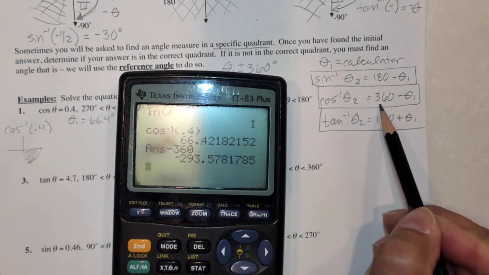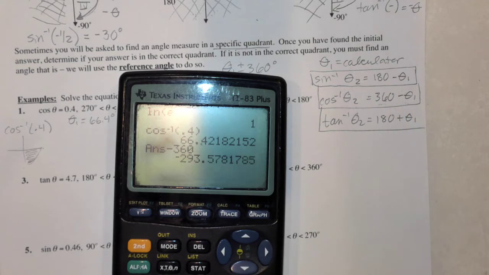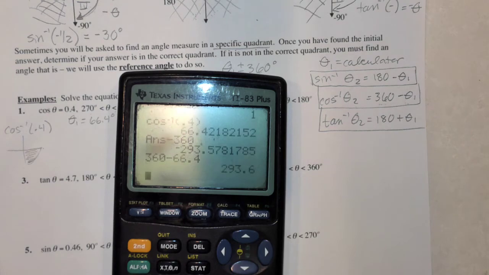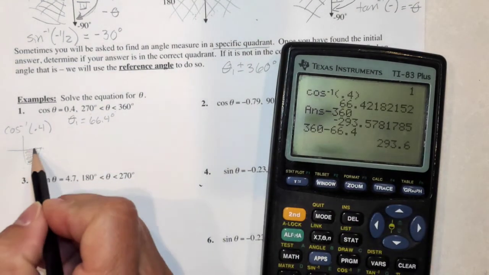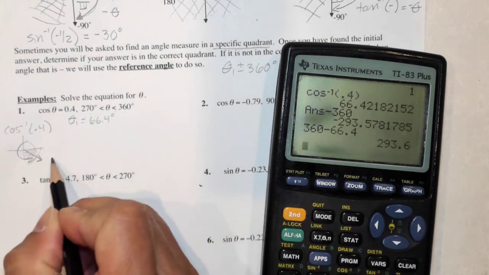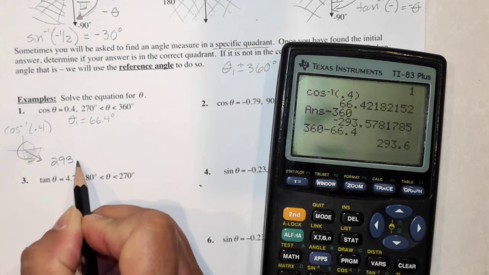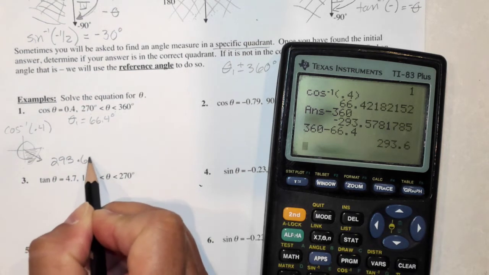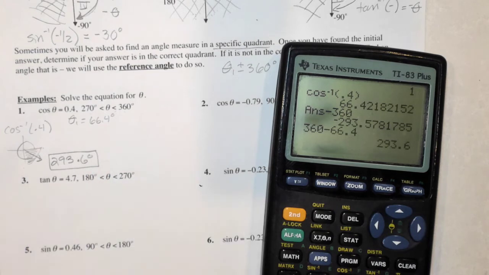I'm going to use my 360 minus that I talked about before. See, even teachers get confused with online learning. So if I do 360 and subtract that 66.4 that I was given earlier, then I'm going to find a 293 degree angle. And 293 degrees is exactly where I'm supposed to be, which is inside of that fourth quadrant.